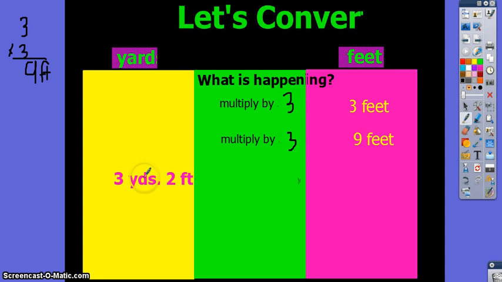Okay, now here's one that's tricky. You've got yards and feet, and you want to convert it all to feet. So you've got to convert the yards to feet. Okay, so we already know that there are 3 feet in 1 yard. So simply multiply 3 times 3 again, and you get 9 feet. Then add on these 2 feet right here. So 9 plus 2 equals 11. So let's move this over. 11 feet.